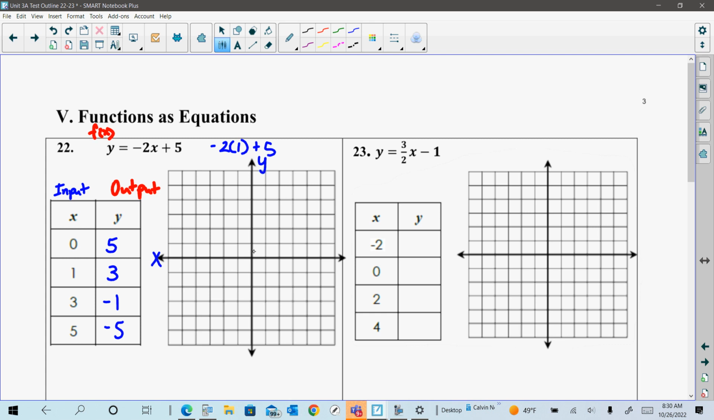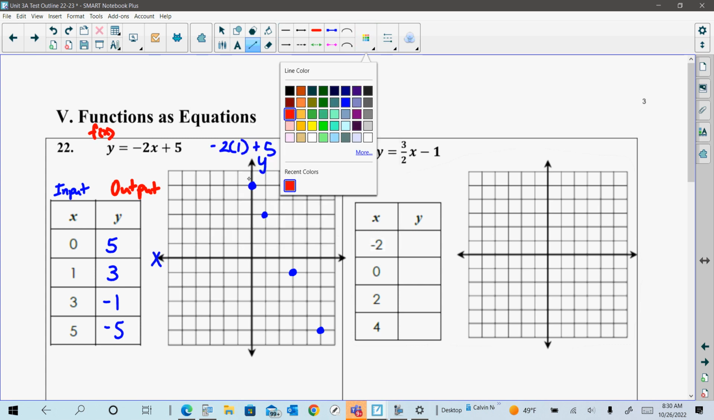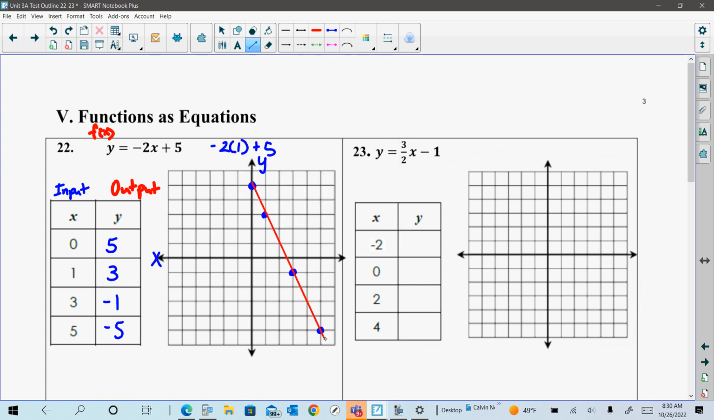Then we're plotting these points on the X and Y coordinate plane. So 0, 5 is here on the Y axis. Then we have 1, 3. Then we had 3, -1. And then 5, -5. And then we can draw a line through those points using your straight edge.